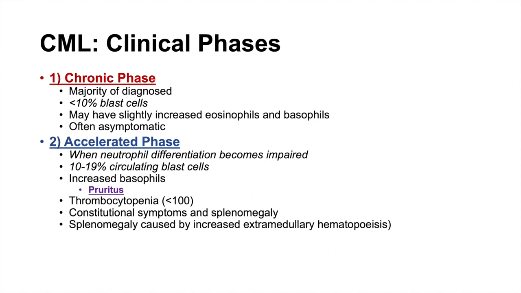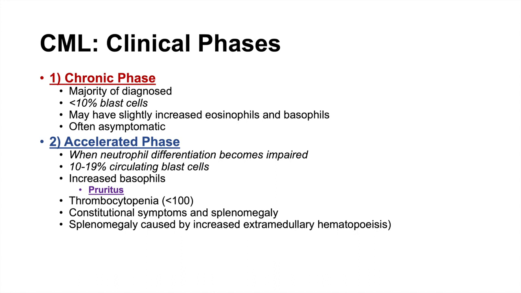And the splenomegaly is caused by an increase in extramedullary hematopoiesis. What that means is that because the bone marrow starts to become crowded out by white blood cells, other parts of the body have to kind of make up for it.